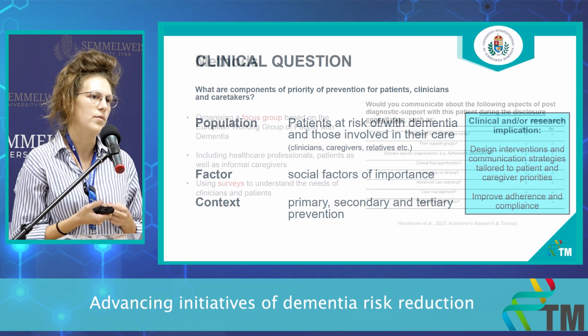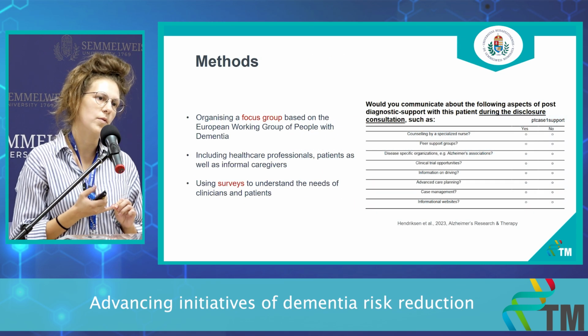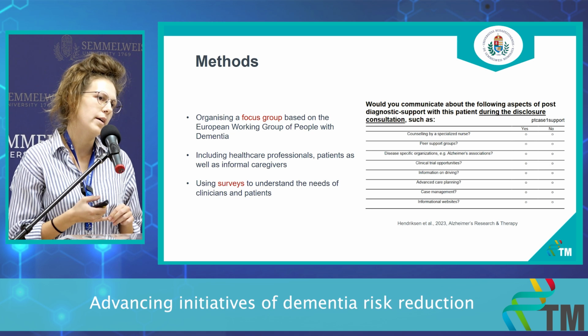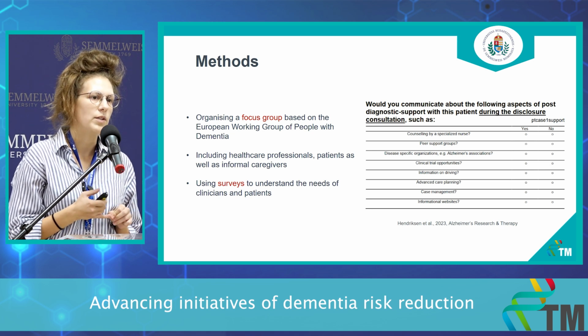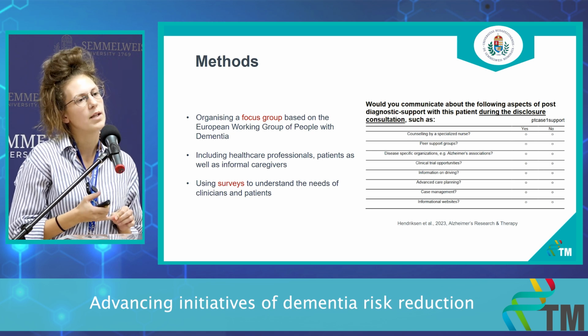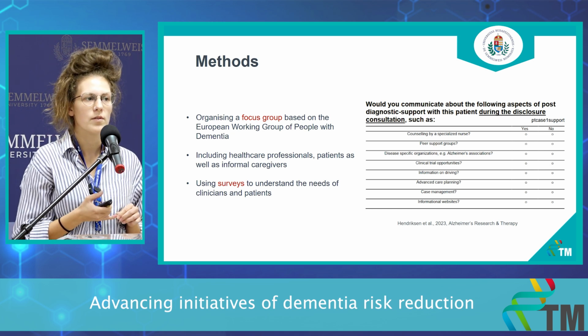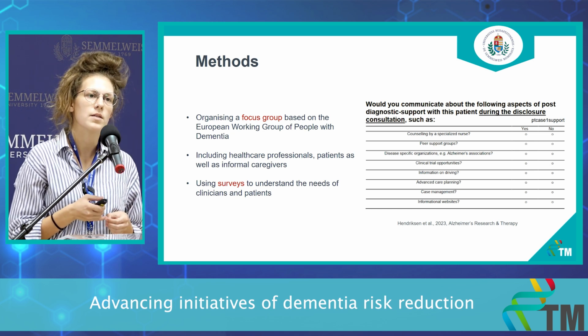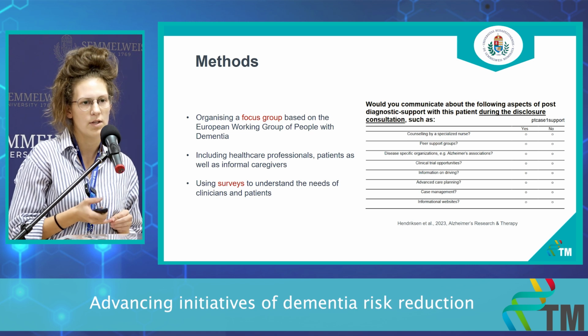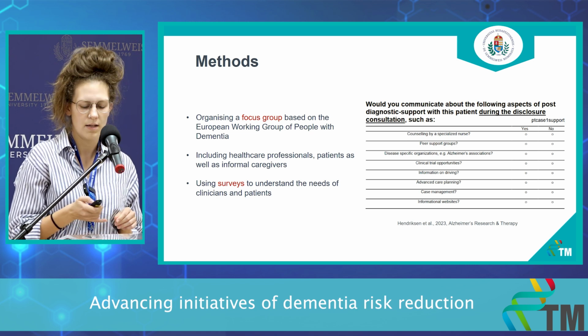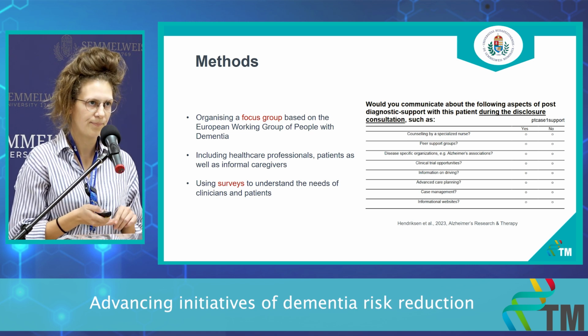We would like to organize a focus group based on the European Working Group of People with Dementia. We'd like to include healthcare professionals, patients, and informal caregivers. And we are using surveys to understand the needs of clinicians and patients, such as this one. We are basing this project on a Netherlands paper, the latest study.